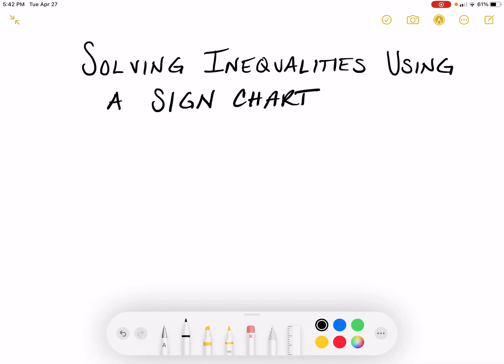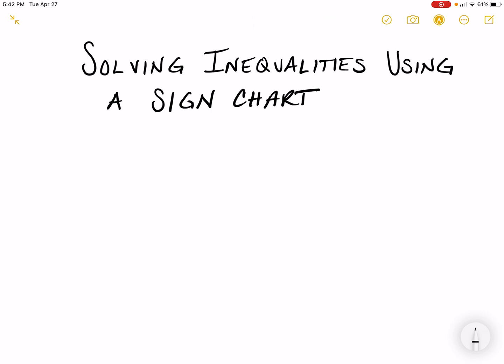So in this video, we are going to learn how to solve different types of inequalities using a sign chart. This is a really good technique when you're solving any kind of inequality other than a linear one, which you've learned in Algebra 1. We're going to run through a couple different types of functions, eventually leading to a rational function, which is what we're studying in this unit.